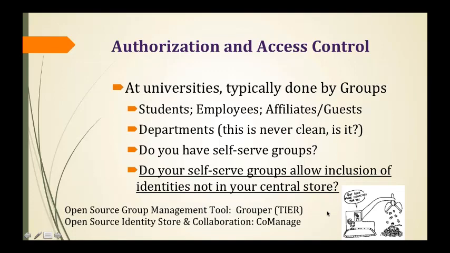At the end of this talk, I have a list of links that take you to a lot of the tools that I'm going to be mentioning as I go along. But here there is an open source group management tool called Grouper. We don't use it at Clemson, but it's in use at many other places. It's open source, and it's part of the Internet2 open source for identity management offerings. There's also an open source identity store and collaboration tool called CoManage that has software you can get or is a service you can purchase through CILogon, and the prices there are very reasonable.